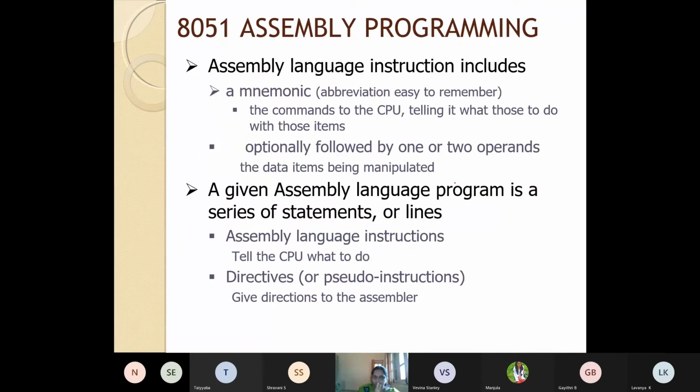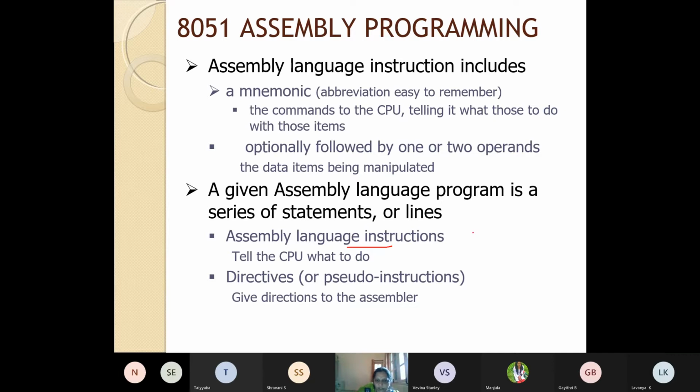Mnemonics usually consist of an opcode followed by one or two operands. In assembly language programming we have two types of statements. One is the assembly language instruction, which tells the computer or the CPU what to do.